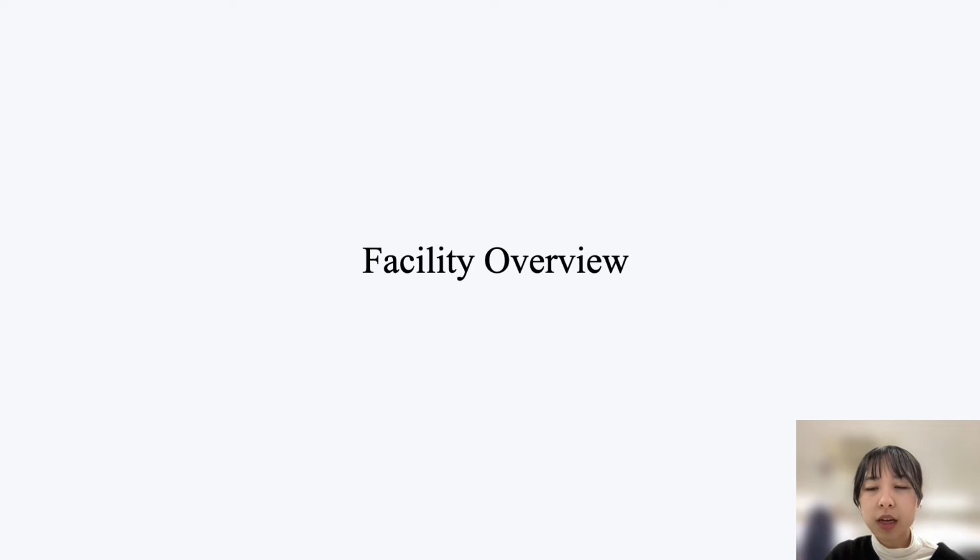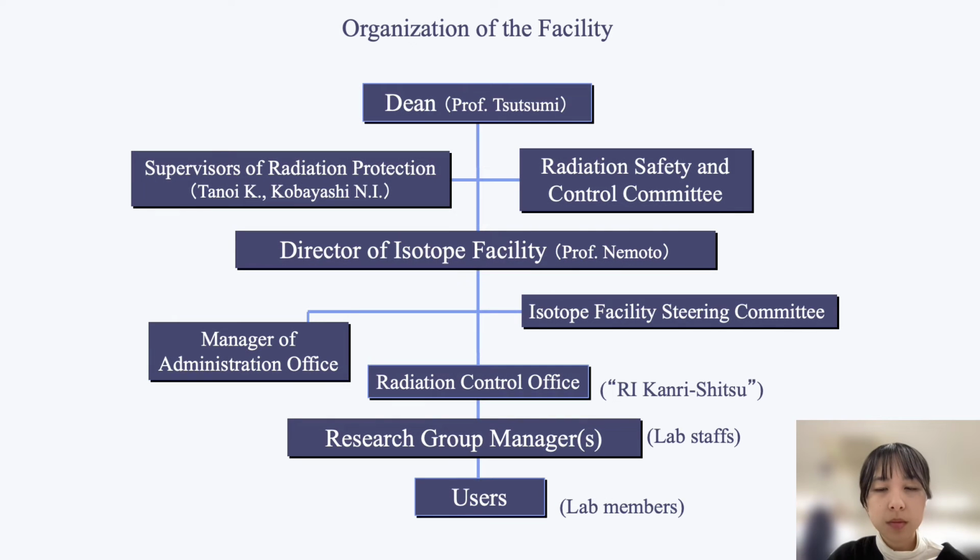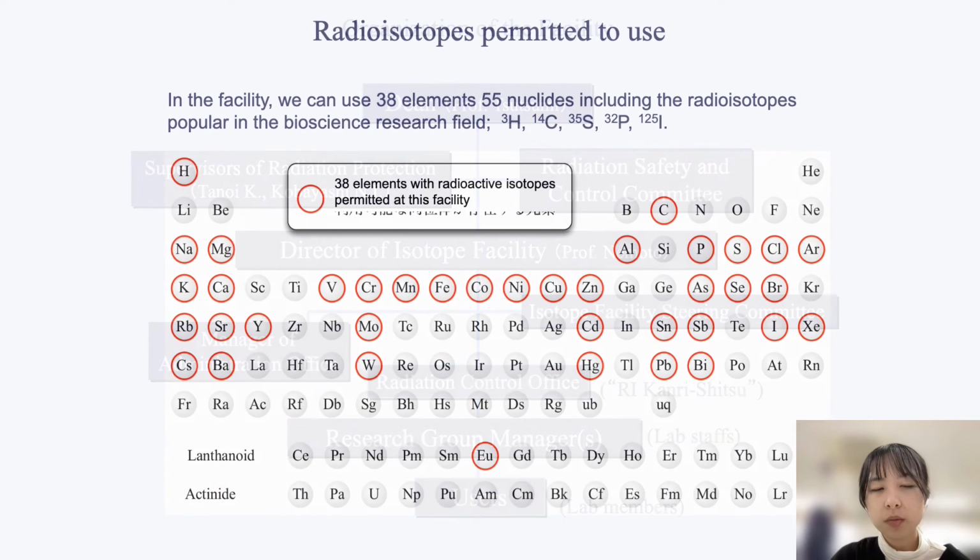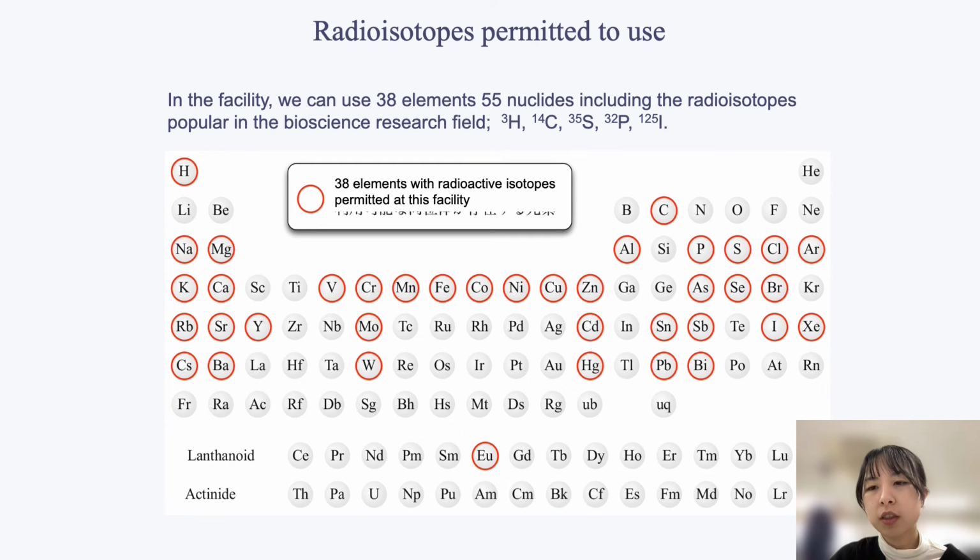Then, let's have a quick look at the facility overview. The dean of the graduate school is Professor Tsutsumi, and the director of the facility is Professor Nemoto from this year. And we have 3 supervisors of radiation protection and 3 staff members in the radiation control office. One of the features of this facility is that we can use a wide variety of radioisotopes. At present, we have permission to use 55 radioisotopes in 38 elements. Please refer to the information when planning an experiment.